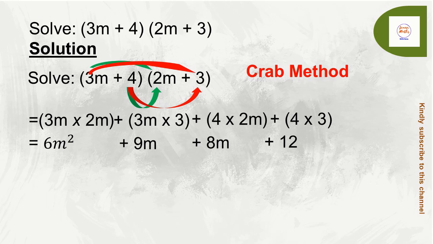Now let's look at the expression we have. Do we have like terms there? Can you see any like terms? Yes, there are like terms. So we have 6m squared, we have 9m plus 8m, and that gives us 17m, plus 12. So as simple as this, we have expanded the expression using the crab method.